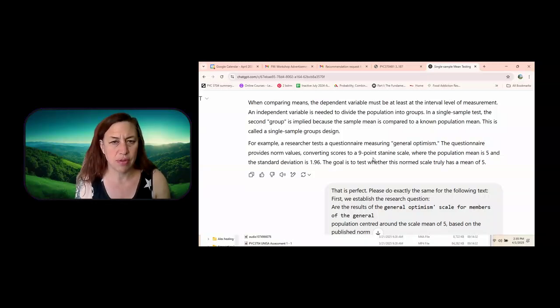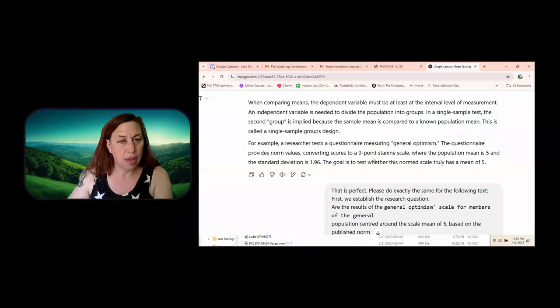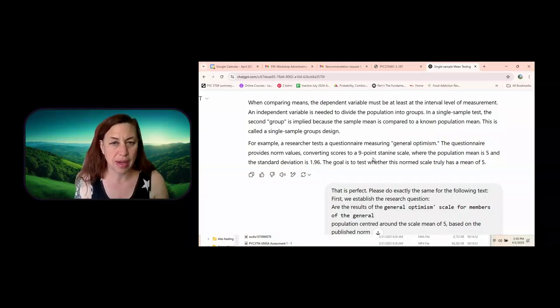For example, a researcher tests a questionnaire measuring general optimism. The questionnaire provides norm values, which is within ordinal scale, in the order of least optimistic to most optimistic. And we convert the scores to a 9-point stanine scale, where wildly optimistic is 9, and not optimistic at all is 0. So the population mean is 5, and the standard deviation is 1.96. The goal is to test whether this normed scale truly has a mean of 5.